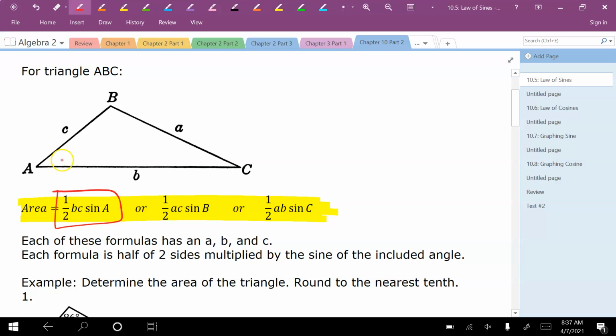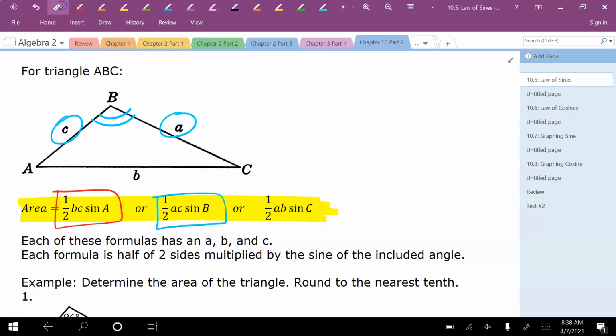So basically, to find area, you have to pick an angle. If I'm picking angle A, I don't want to use the side that's across from it. I want to use the two sides that are on either side of that angle. We do the same thing if instead of A, let's say I used B, the middle one instead. If I'm doing angle B, then I would use C and A for my two sides.